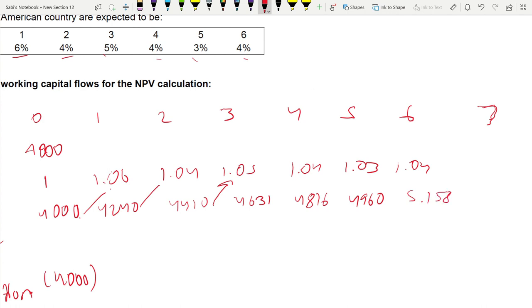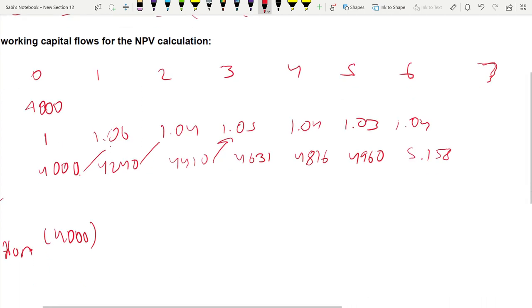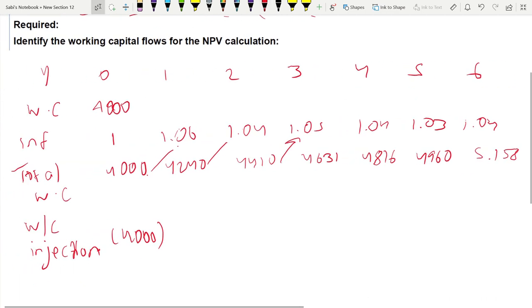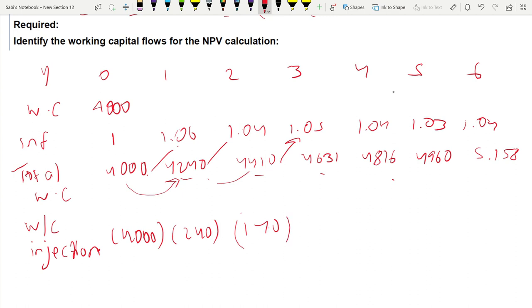And you stop there. Now, this total working capital, you don't need this figure. This figure is there for you to show the increase, how much it increased from 4000 to 4240. We are focused on that increase, the incremental amount only. Here, 240. Then from 4240 to 4410, what is the increase? 170. Then from this to this, how much did it increase? 221. We are always worried about the incremental amount.